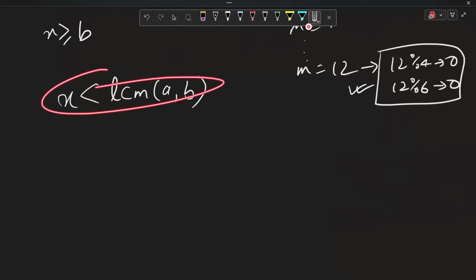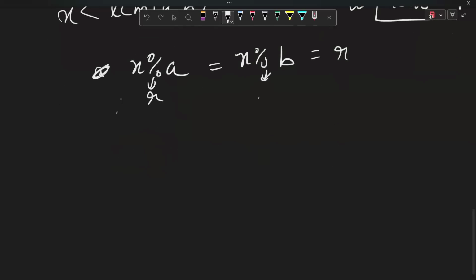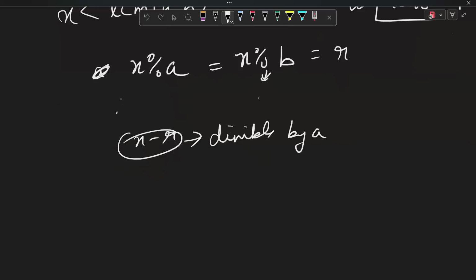But if I take any x less than the LCM of A and B, let's say I want to prove whether LCM is the smallest one, or can we have something less than that? So if I take any x less than the LCM of A and B, and I'm saying that it satisfies the condition x mod A is equal to x mod B, that means the remainders with A and B are equal. Let's say that remainder is R. So x minus R should be divisible by A.